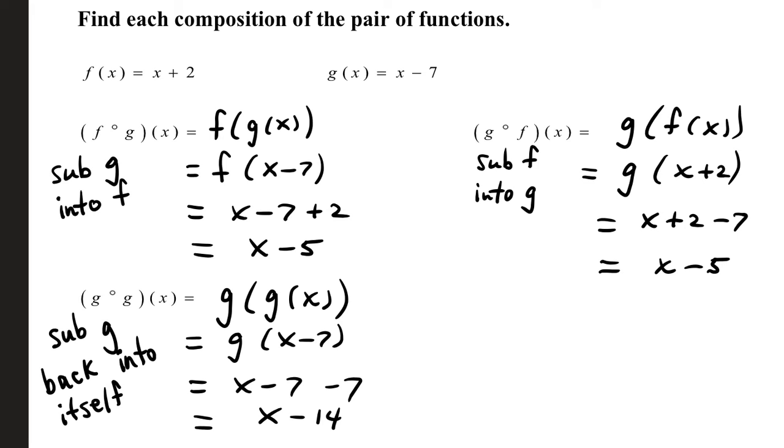And sometimes you get a crazy composition where you have the same function composed of itself. Don't worry about that. Just collapse it down, work it inside out. G composed of g of x is x minus 7. Replace that. G of x minus 7 would be x minus 7 minus 7. That's x minus 14.